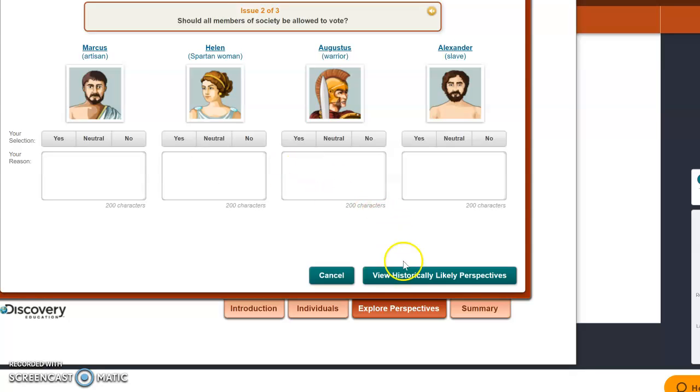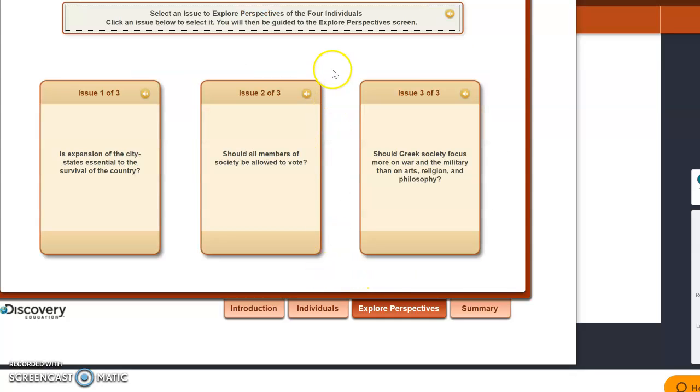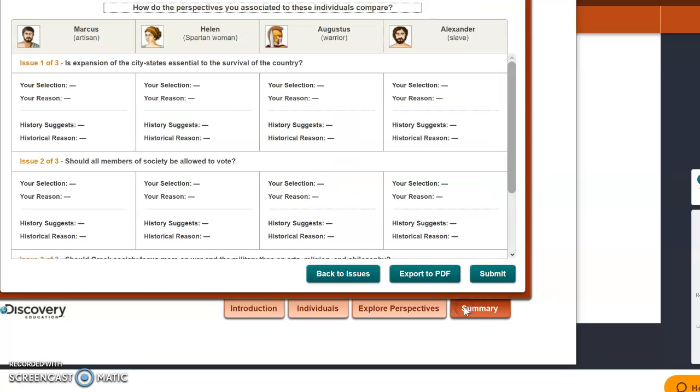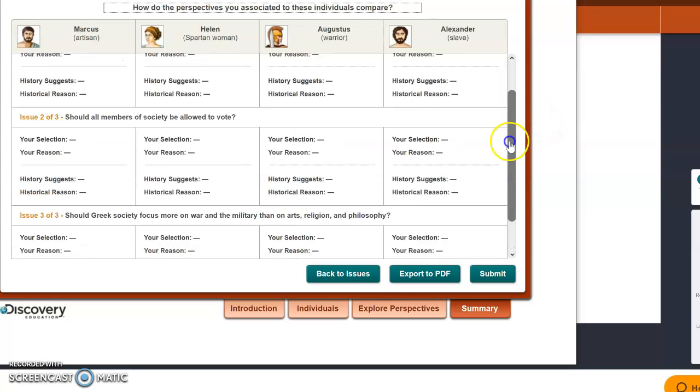Once you do all 4, you can click here on this button to view historically likely perspectives to compare your answers. This is Discovery Textbook's answers and what they think are most likely historically true, and you can compare. Then, if time allows, you can go back and do the same with another issue. And then the summary would be here once you answer all the questions.